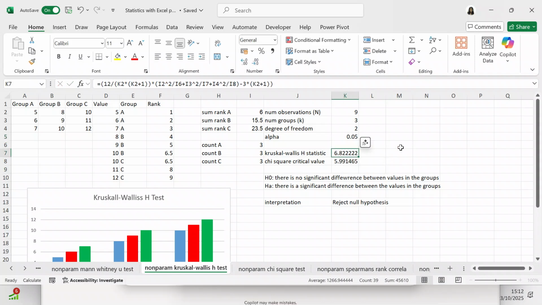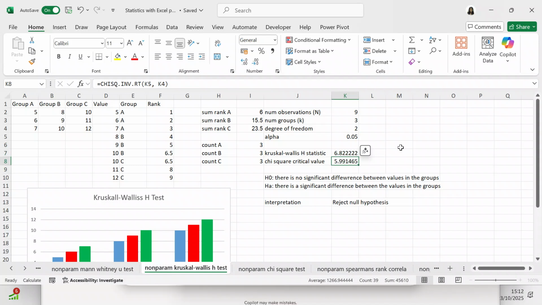And then for your H statistic, we've got a formula here. You can pause the video to write down the formula, but that's the formula to get your H statistic. Then we've got your chi-square critical value, which is CHISQ.INV.RT, brackets, K5, which is 0.05, and then K4, which is your degrees of freedom. So your chi-square critical value is 5.99.